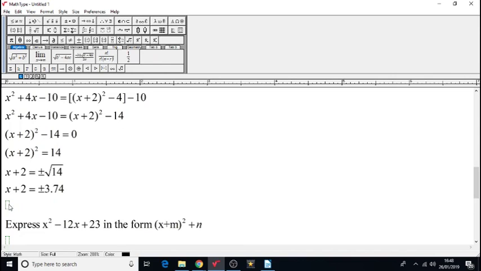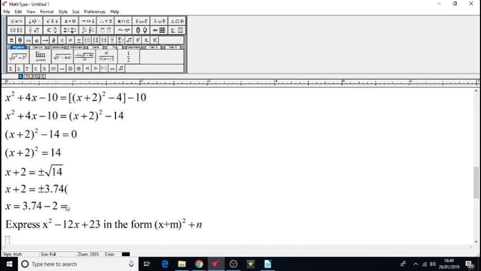So now x is going to have 2 values. When positive 3.74 minus 2, because we want to get x on its own. Because it's x plus 2, we want to subtract 2 to get rid of the positive 2. Whatever you do to the left hand side, you do to the right hand side. So that's equal to what? So 3.